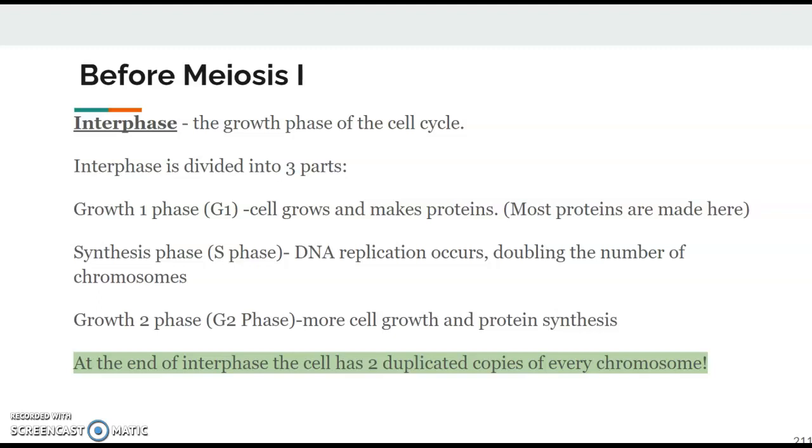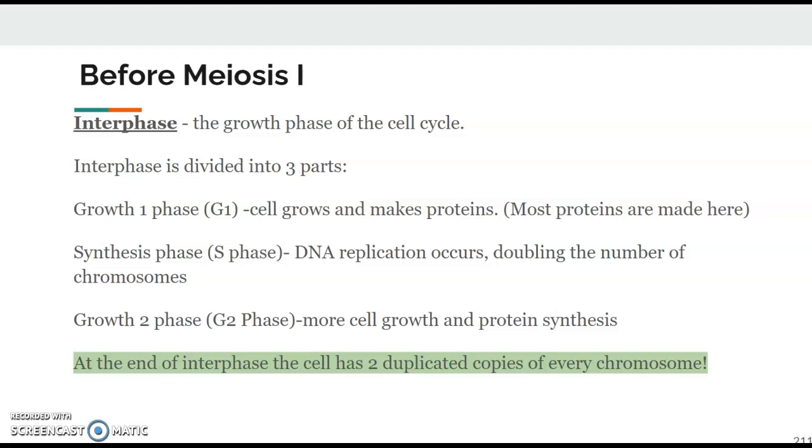The growth phase one, or gap phase, is when the cell grows and makes proteins, and most of the proteins are made in that stage. The synthesis phase is when DNA replication occurs, the same DNA replication that we talked about earlier. And then growth 2, or G2, is when you have a little bit more growth and more protein synthesis. So at the end of interphase, the cell has two duplicated copies of every chromosome, right?